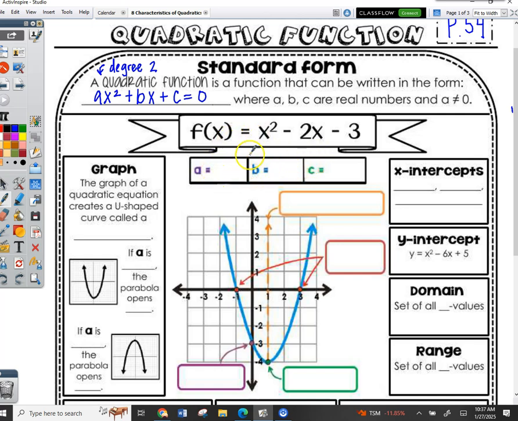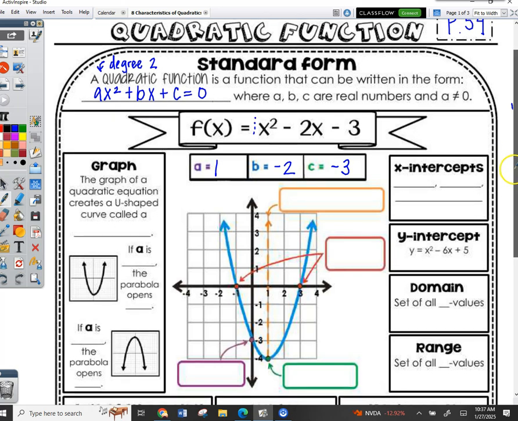The only one that's probably tricky would be A, and that's because there's no number here. What number is understood to be here? There's a positive 1 here. What's B? Negative 2. Watch your signs. And what's C? Negative 3.